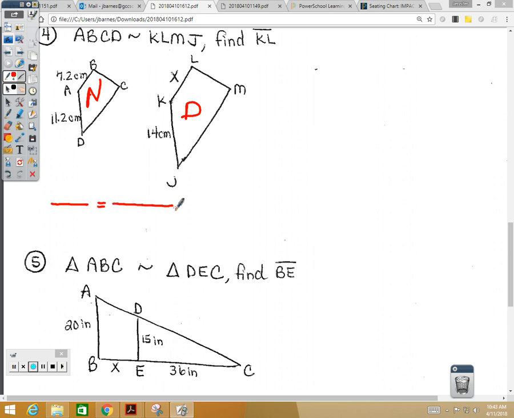So setting up my proportion again, I'm going to choose a side that's labeled from my numerator shape. I'm going to choose 7.2. So the 7.2, which is AB, I see over here, matches up with KL. So KL is X. And then my other side that is labeled in my numerator shape is the 11.2, which is AD. And AD and KJ match up. So AD is 11.2, KJ is 14.